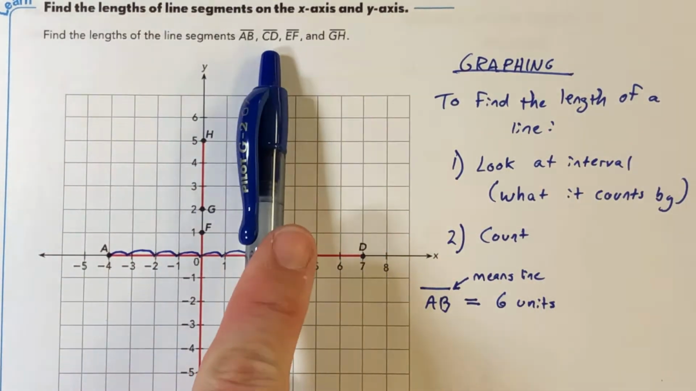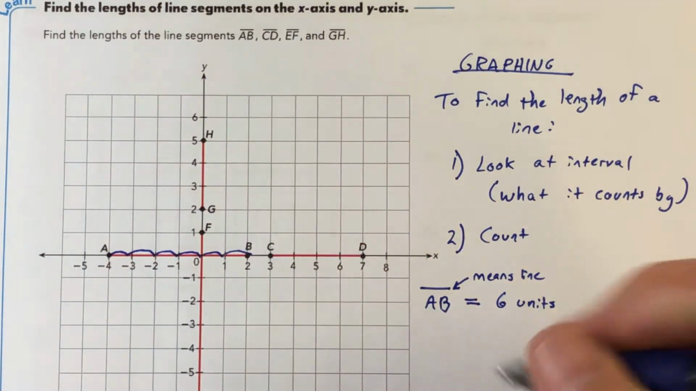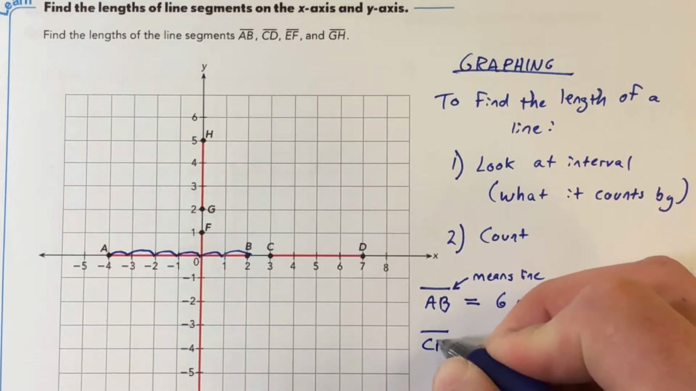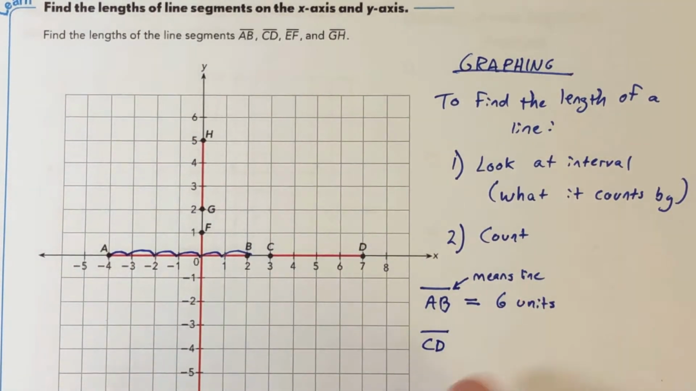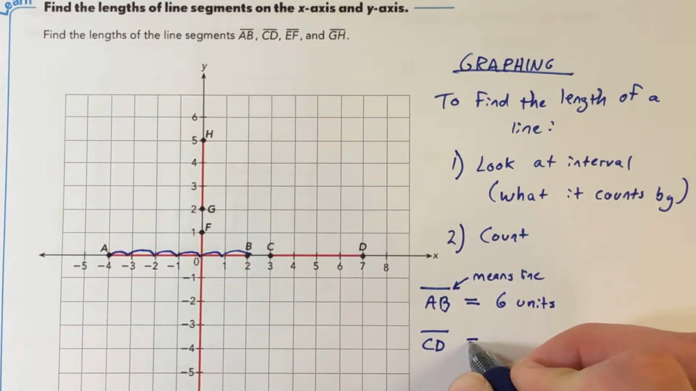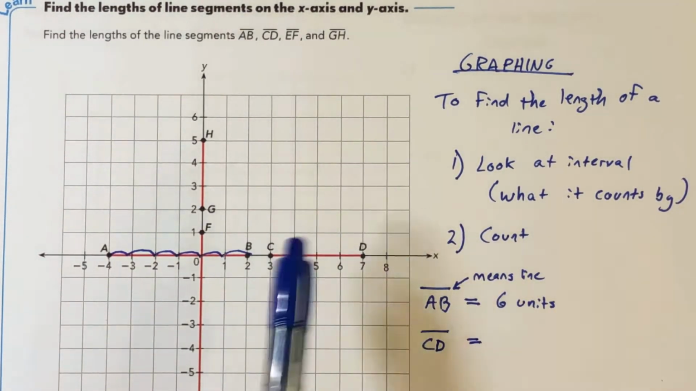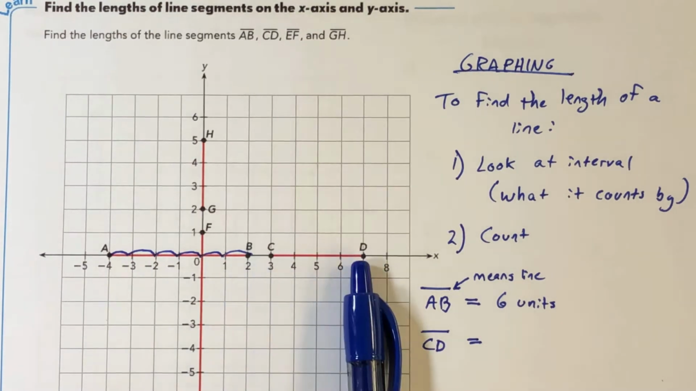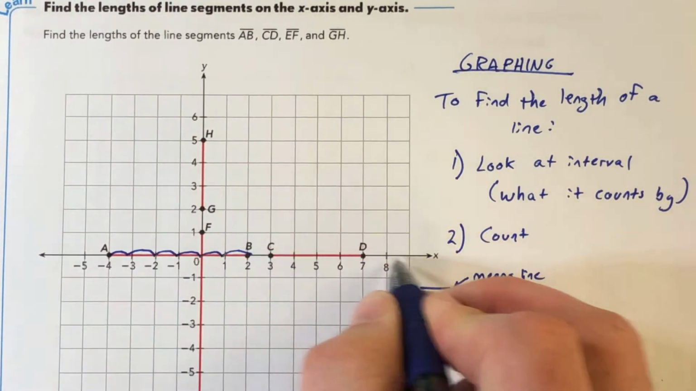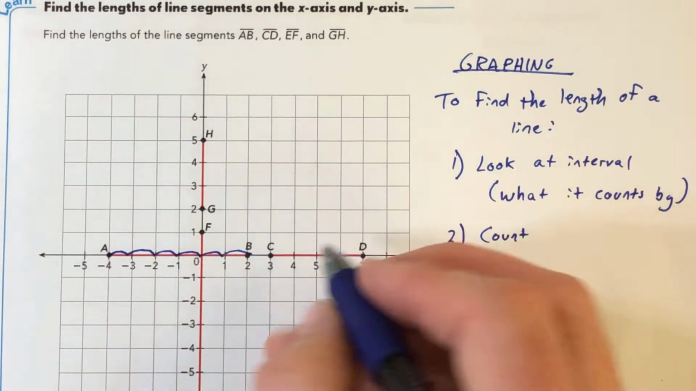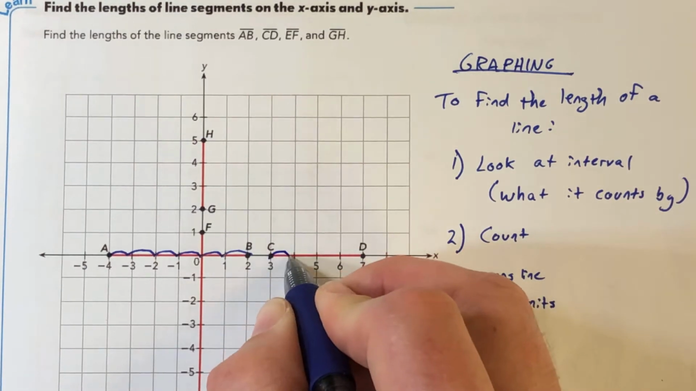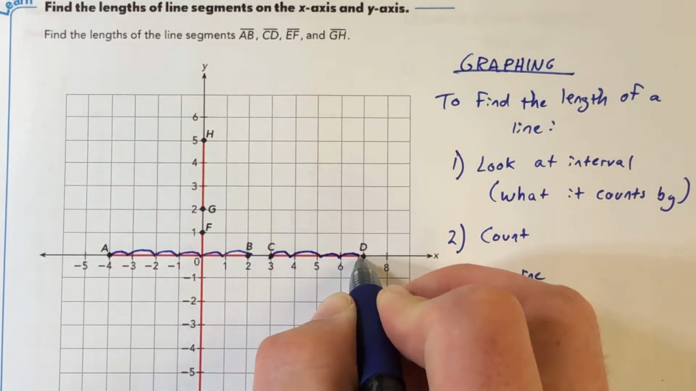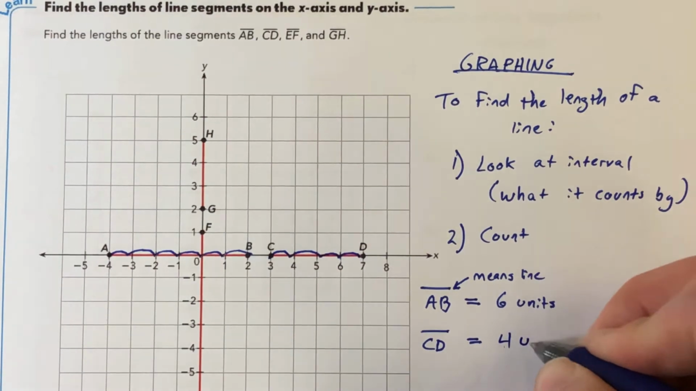All right, next, we want line CD. And the order of the letters doesn't necessarily matter in this context. Okay, what's the length of line CD equal to? So it's already been graphed for us. How nice. So C is right there. D is right here. They formed the line. We simply look at what we're counting by. Still counting by 1s. It's the same coordinate plane. And we count. So 1, 2, 3, 4. So line CD is 4 units long.